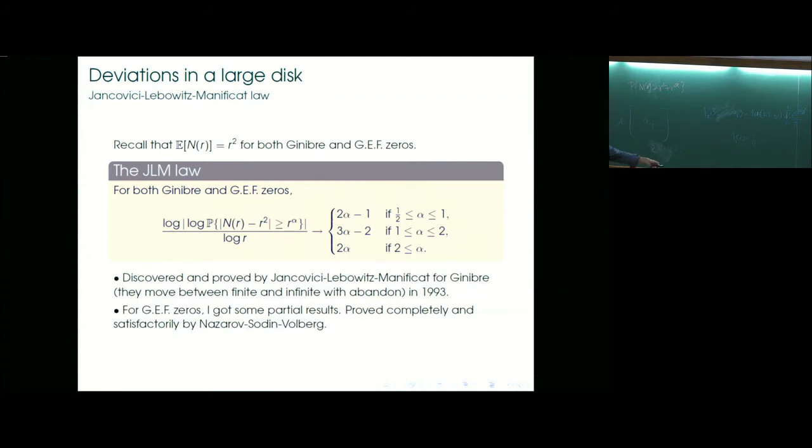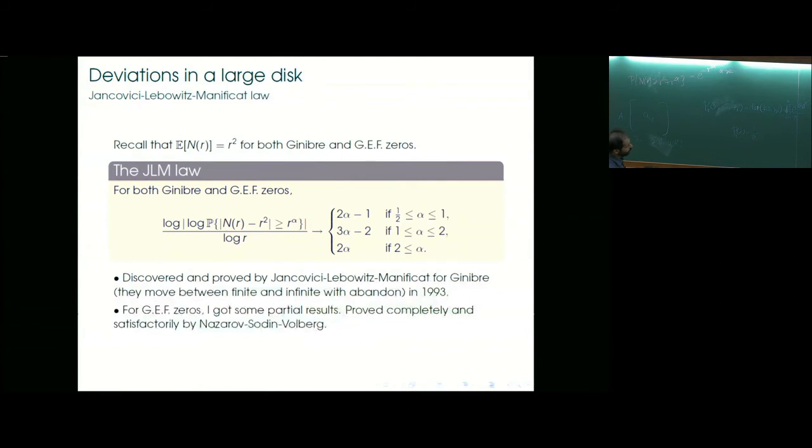There are two transitions in that alpha. If alpha is bigger than 2, then the probability is like e to the minus r to the 2 alpha, for alpha bigger than or equal to 2. So this probability decays like that, e to the minus r to the 2 alpha.